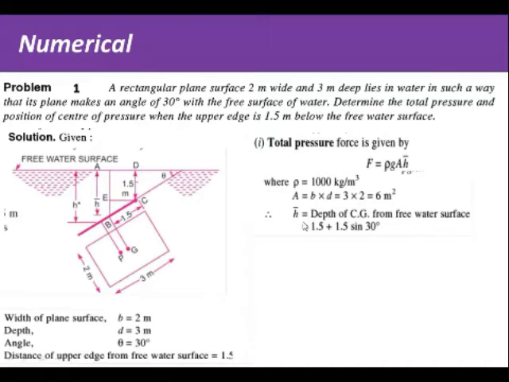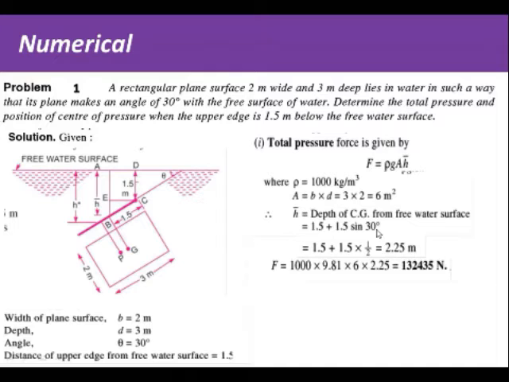So how we had calculated h bar, we had just seen. This h bar is this distance 1.5 plus this distance E to B. This E to B is nothing but BC sine 30 degree, so it is 1.5 sine 30 degree. So it comes out to be 2.25. So you can put all the values. So it is 1000 into 9.81 into area 6 into value of h bar, that is 2.25. On solving this, you will get the answer 132,435.